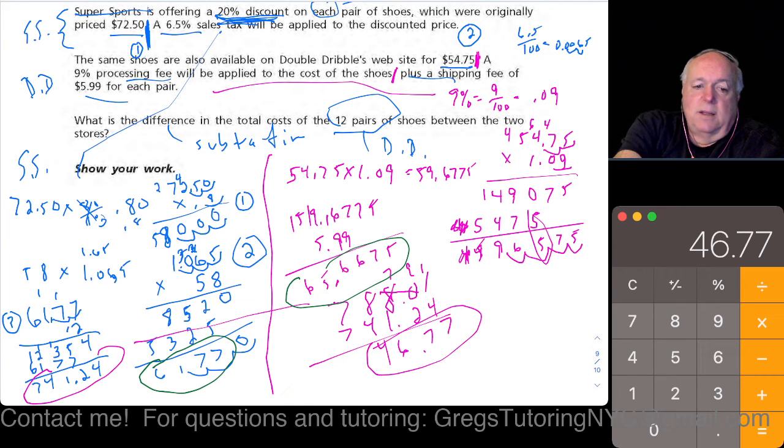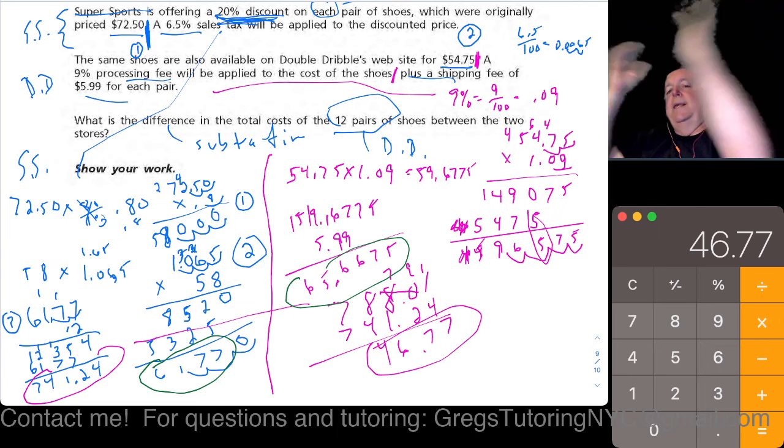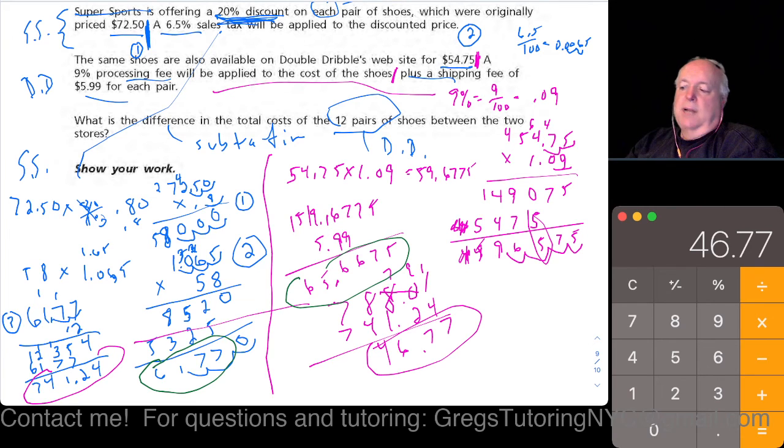Let's try that. So we should still get the 46.77. So we're going to take the 65.6675, subtract from that the 61.77. We get that, okay? So that's the difference between the two prices of the shoes at each respective store. If we multiply that by 12, we get the 46.77 back. Yeah. All right. So again, you would have been allowed to use a calculator on this example.